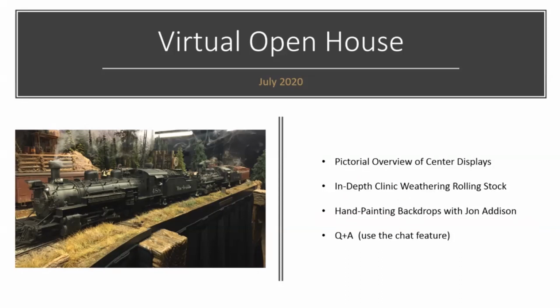Also, we got feedback from a number of you saying we'd love to have a little bit more in-depth work on some of these how-to clinics so we can make sure that we can put this into practice. So we're going to do that today. That second segment is an in-depth clinic on weathering rolling stock. It's actually based on a video that we shot, I guess it was in 2007, but all those techniques we're still using today to weather locomotives and rolling stock.